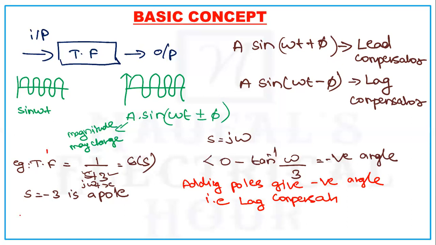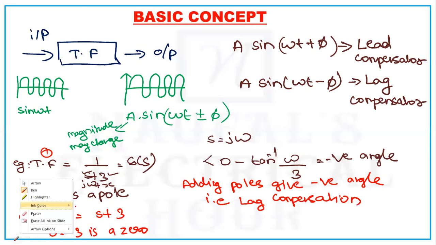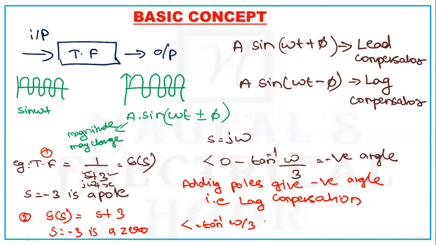So in the second case, if G of s is equal to s plus 3, then s is equal to minus 3 is a zero. Now you might have understood, since s is equal to minus 3 is a zero, the angle will be tan inverse omega by 3, which is positive, and we have a lead compensation. So this is the basic idea of compensation, adding of zero and pole. If we are adding a zero, then it will be lead compensation. And if you are adding a pole, then it will be lag compensation.